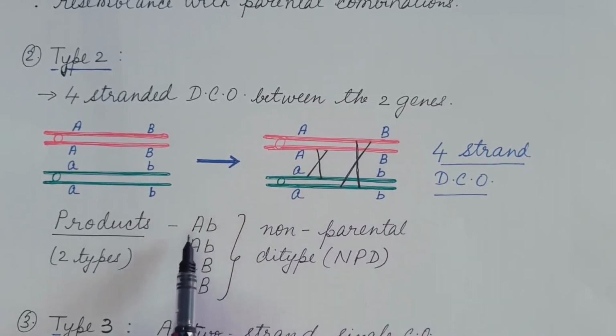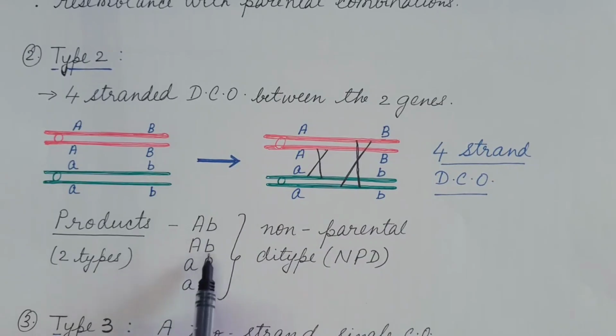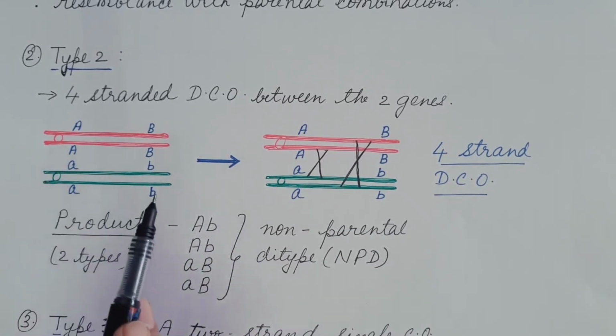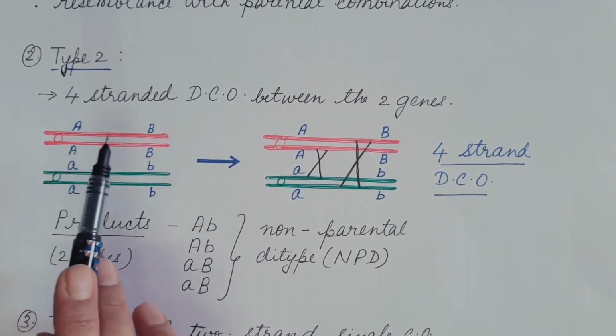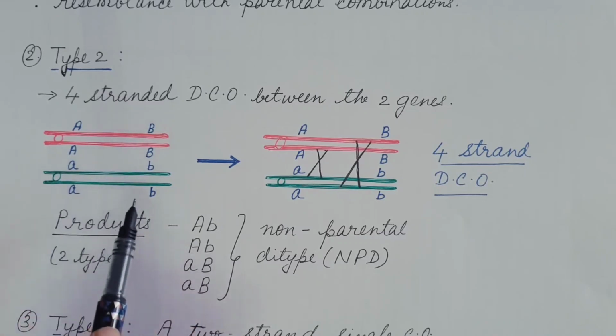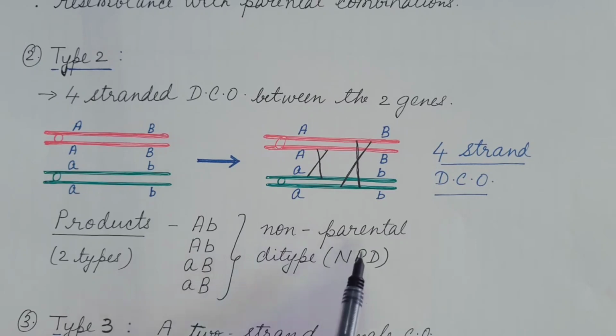So the products are capital A, small b, capital A, small b, small a, capital B, small a, capital B. So there are two types of combination, capital A, small b, and small a, capital B. And none of the combinations resemble the parental type, capital A, capital B, and small a, small b. So this type of tetrad is known as non-parental ditype.